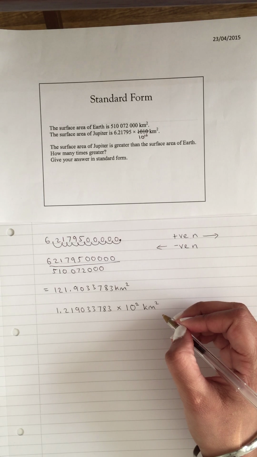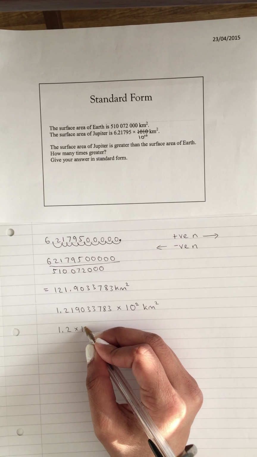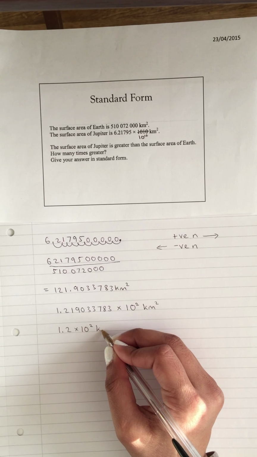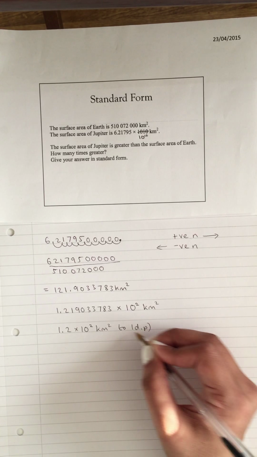We can also round this answer, so we can leave the answer as 1.2 multiplied by 10 squared kilometers squared to 1 decimal place. And that's it.